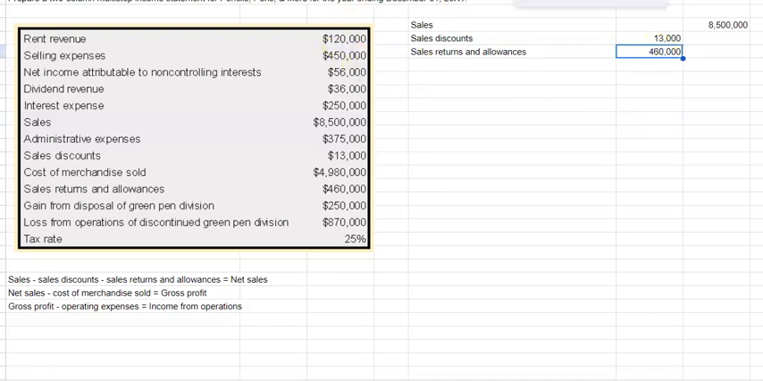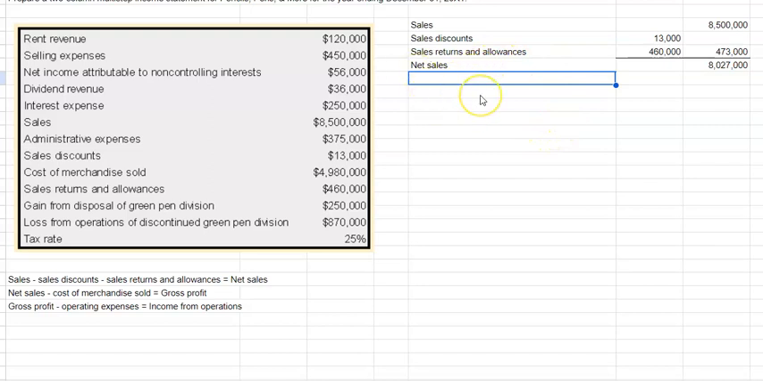But let's go ahead. I'm going to do a math line. Good. Add those two together. So the sum of my sales discounts and sales returns and allowances is here, 473,000. And that leaves me with my net sales. And here's where we see our first formula: our sales minus our sales returns and sales discounts equals our net sales.